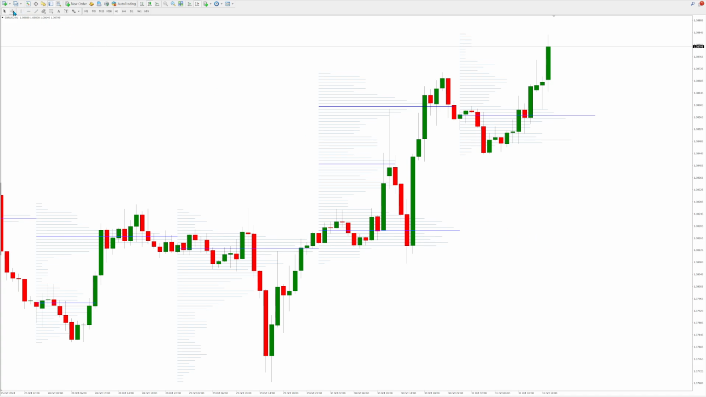In this video I'm going to show you how you can use this indicator to help you capture parts of moves like this for over 100 pips. So this is the euro dollar 1 hour chart in the MT4 trading platform. I've downloaded the volume profile indicator for free online and attached it to my chart.